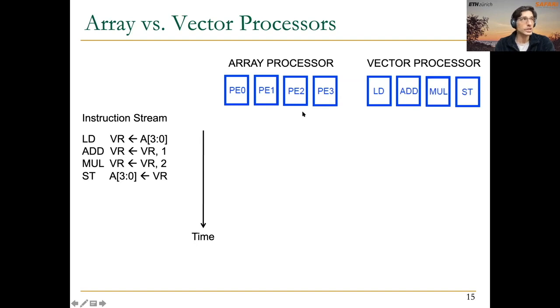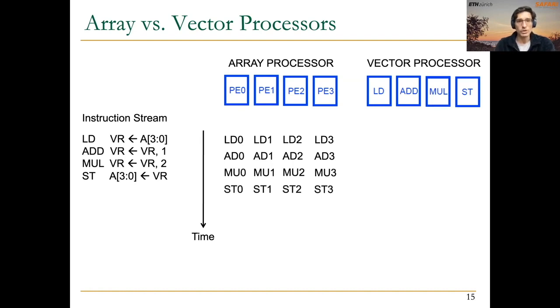How are we going to execute this program for the four data elements that we want to operate on? In the array processor, the first thing to do is to load these four elements, executing the vector load instruction. Then in the next cycle, after we have the data in the vector register, we can execute the addition. We add 1 to each of these four elements. Then we multiply by 2, and finally, we store in the same memory positions.